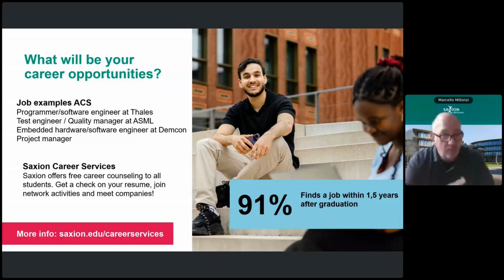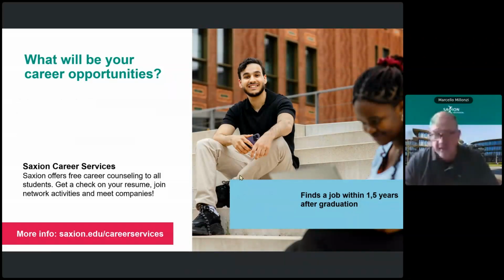We also have this service at the Saxion that's called Saxion Career Services. They can also help you in finding good jobs. And this percentage that you see here, so within 1.5 years after graduation, 91% or really a lot of students find a job. So that's, I would say, the least of your concerns. Finding a job, being a bachelor in applied computer science is what we find to be very successful for students.